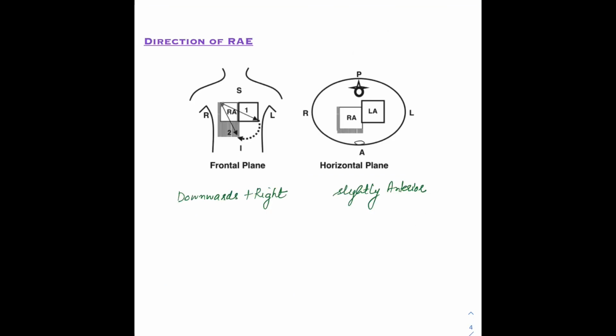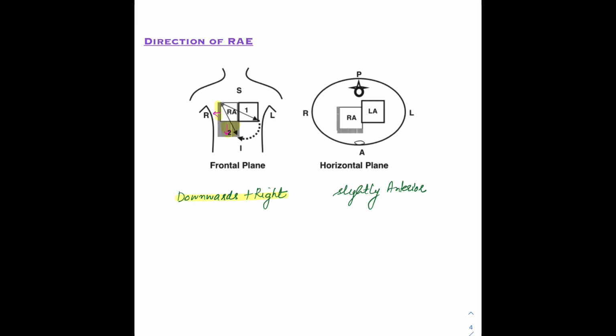So I just want to take some time and discuss the direction of the right atrial enlargement. The reason why I am spending some time on this is because if you know the direction of the right atrial enlargement in both the frontal and the horizontal planes, you will actually be able to make out the changes in the vector of the P wave in case of right atrial enlargement. When we talk about the frontal plane, if you see the figure here, especially the shaded area, that's depicting the direction in which the right atrium will enlarge. In the frontal plane, we see that the right atrium enlarges in the downward direction and slightly towards the right. Downwards and to the right.